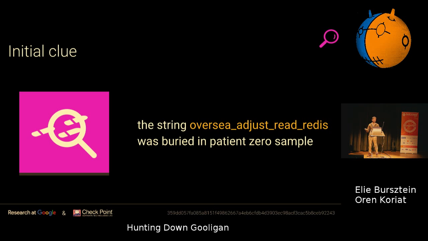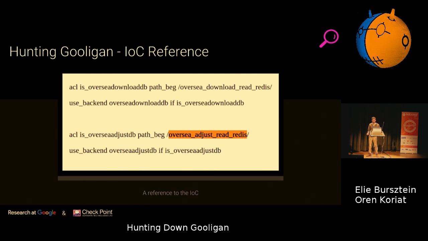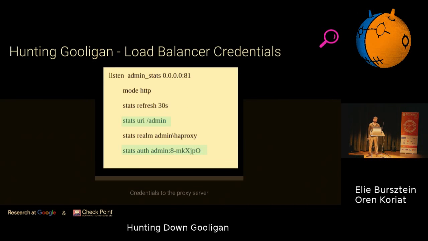So we searched for this string in all kinds of places, also in Google, and we found this blog. This is a Chinese coding blog, and this specific post is talking about how to configure a proxy. Good enough. It has a reference to our string. And lo and behold, it also has credentials to the proxy we're configuring.